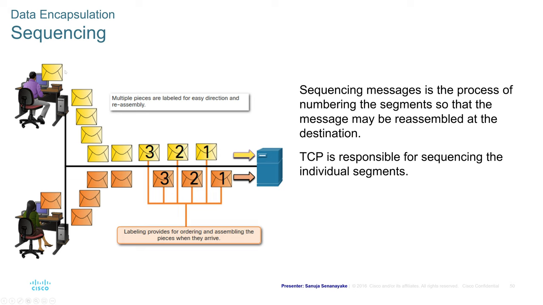So, for example, if this guy sent a message and it has 3-2-1, by labeling that message with yellow 3-2-1, the server knows not to mix this one with this two and this two with this three. Instead, it's going to make sure that it puts together yellow 1, yellow 2, yellow 3, and orange 1, 2, 3, etc. So labeling provides the ordering and assembling of pieces when they arrive, even when they are arriving from different destinations at the same time or jumbled up together, mixed up together.